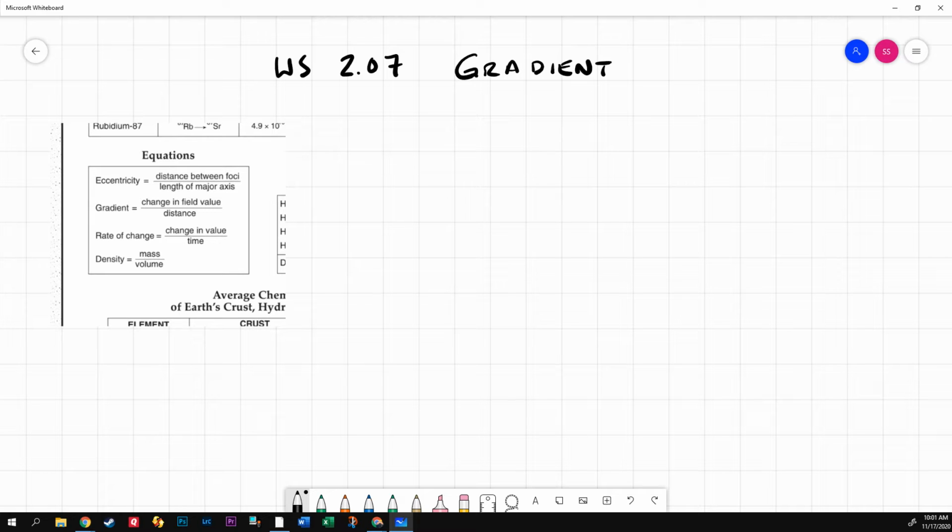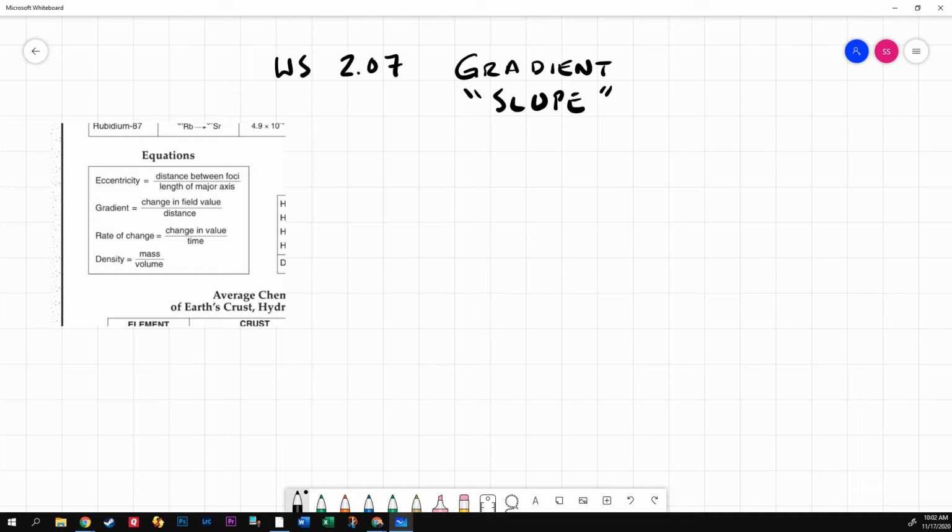Hi, so this is the how-to for worksheet 207 gradient. All right, so what does gradient mean? So gradient is slope. And you guys have done slope before in math, so I just kind of want to review what that was for you guys.